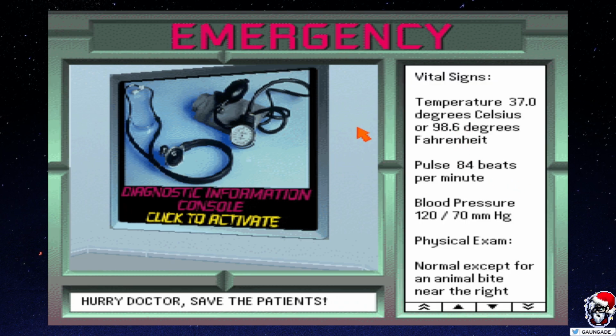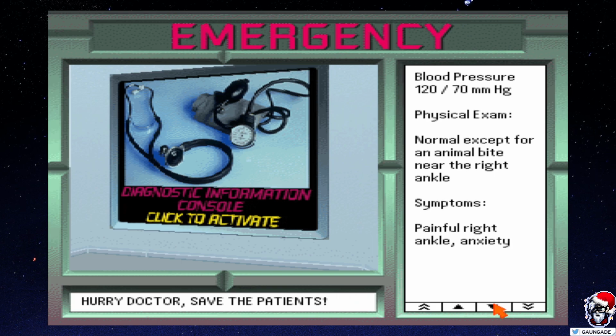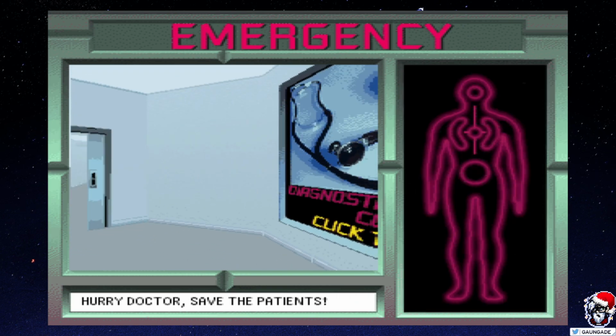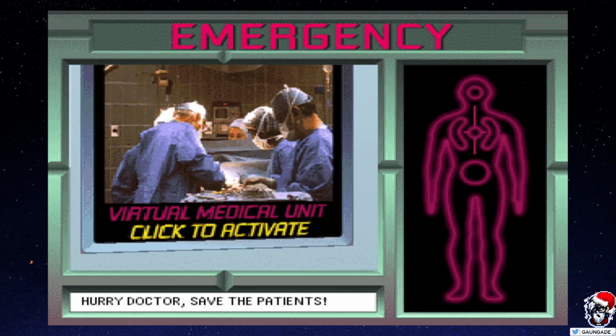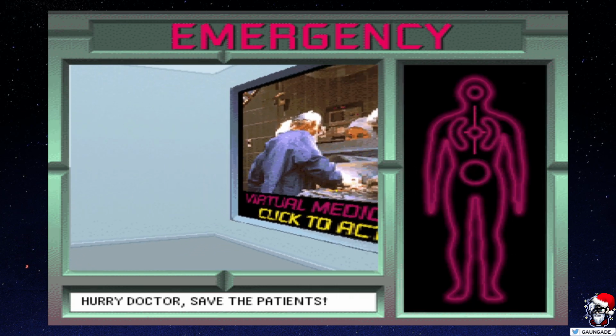Temperature 37 degrees Celsius, pulse 84 beats per minute. Normal except for an animal bite near the right ankle. Painful right ankle, anxiety. You have rabies. You must die. Unable to commence procedure. Please interview the patient first.